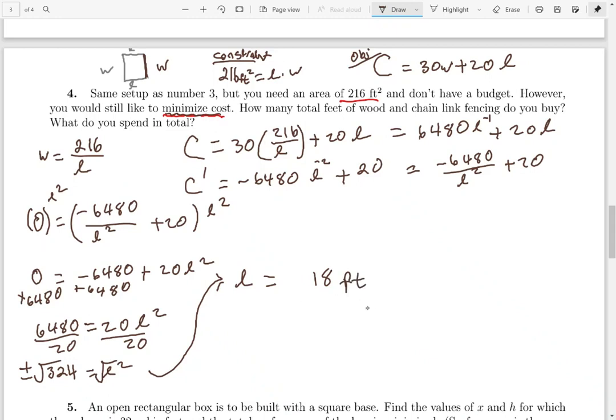We now know that L is 18 feet. Then I just need to find the width. Well, how did we find the width? We have our constraint equation. That's just going to be that the width is equal to 216 divided by L, or 216 divided by 18, which tells me that the width is going to be 12.